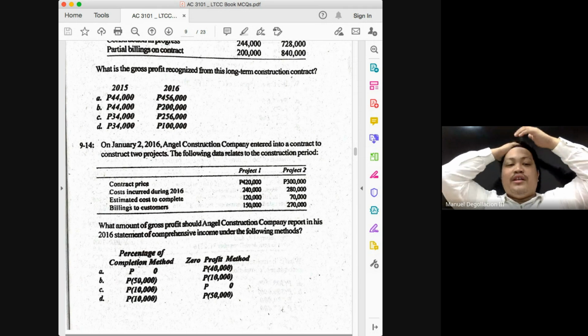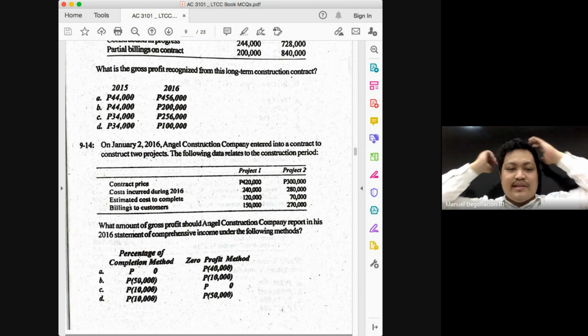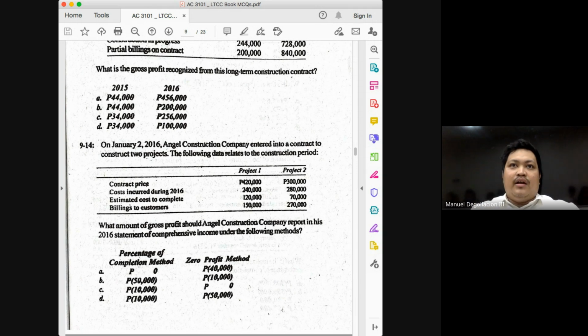The question now is, will you report zero? Will you report the entire 50? Even if you use the zero profit method, class, if you have an expected loss, you will have to recognize it in full, class. So that means for project 2, you will also report a loss of 50,000 under the zero profit method. So all in all, under the zero profit method, you will have a loss of 50,000. So the answer here would be letter D.